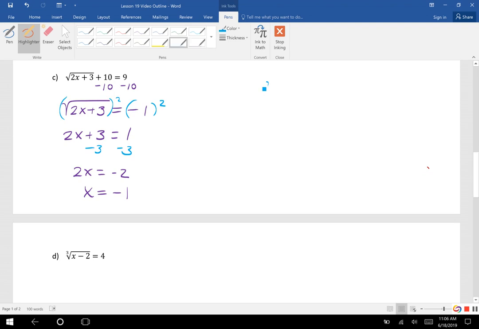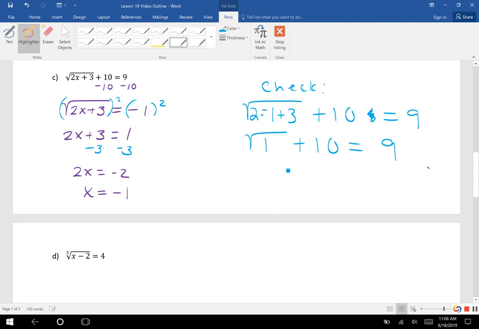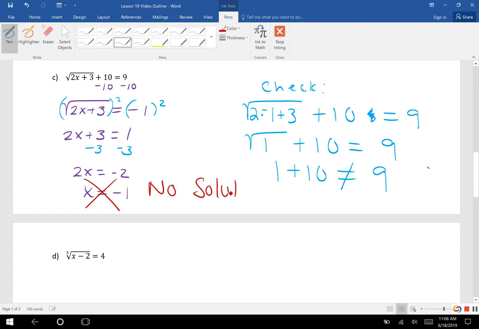And once again, I have to check. I'm going to check in the original equation. So 2 times negative 1 plus 3 inside the square root, plus 10. Does that equal 9? Let's see. Negative 2 plus 3 is 1. So I've got square root of 1 plus 10. Does that equal 9? 1 plus 10. Oh, that does not equal 9. So this is an example where our solution actually didn't work. Since there's no other solutions, I'm just going to write down no solution. This is an equation that doesn't have a solution.